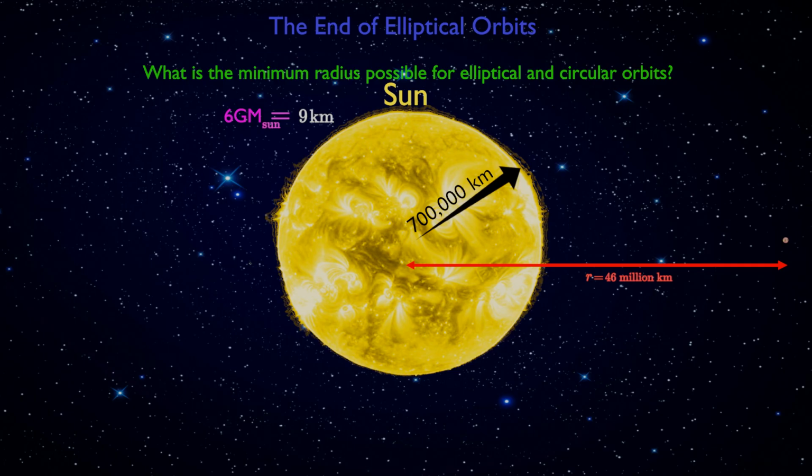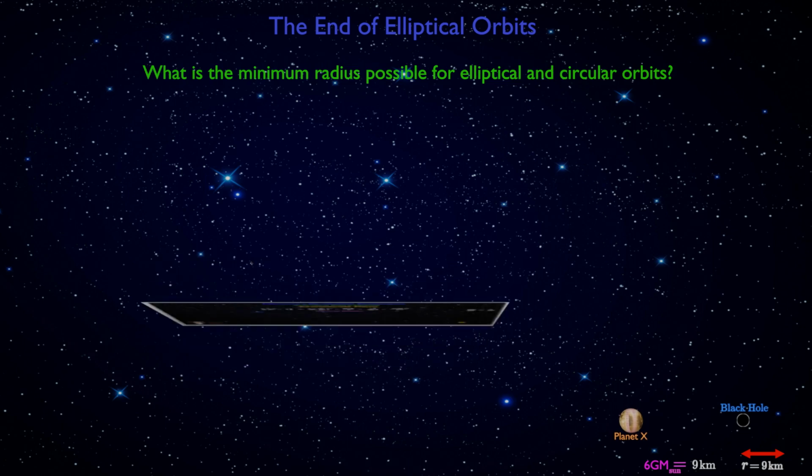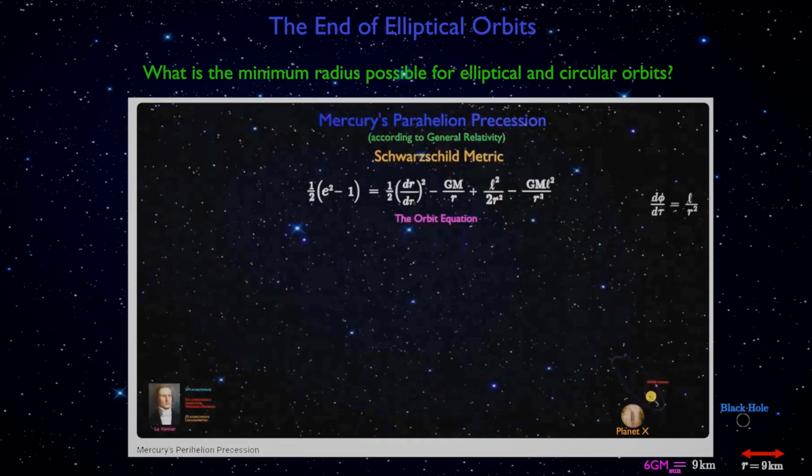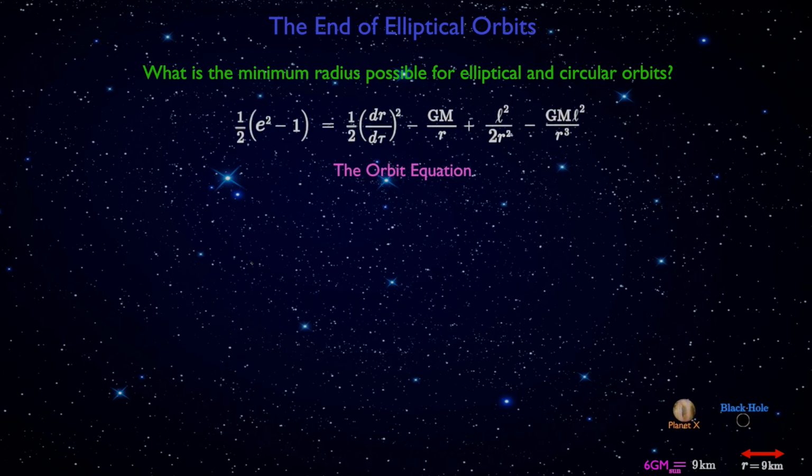However, if we replace the Sun with a black hole, this kind of orbit is possible, since all the mass is concentrated into a geometric point. To explore elliptical orbits less than 6 GM, our starting point is the orbit equation that we developed in the video entitled Mercury's Perihelion Precession. This equation has some interesting terms.